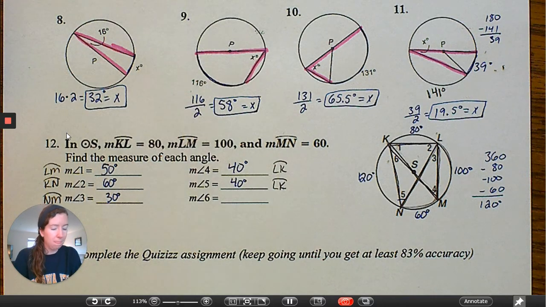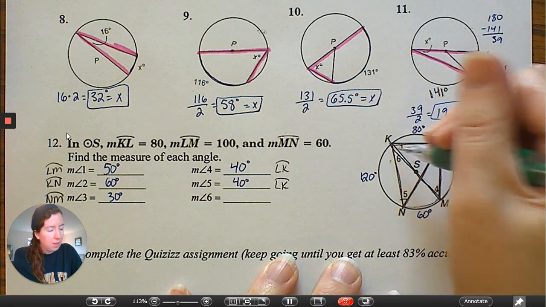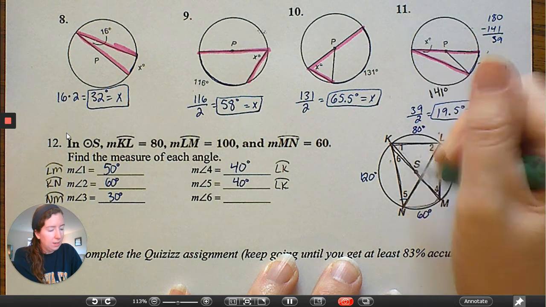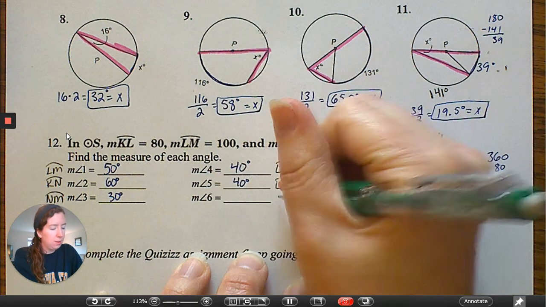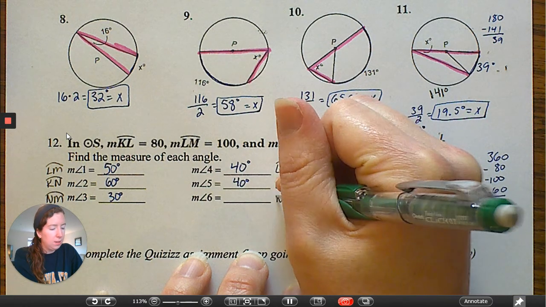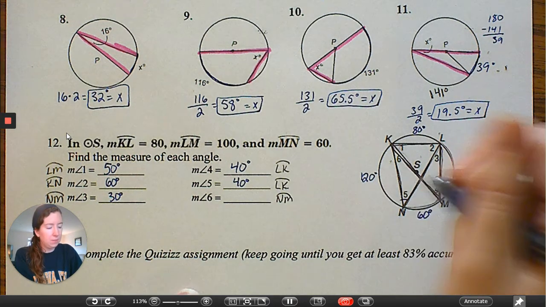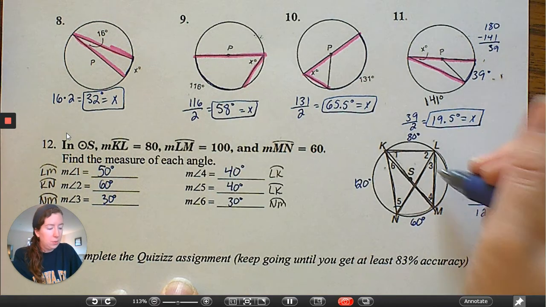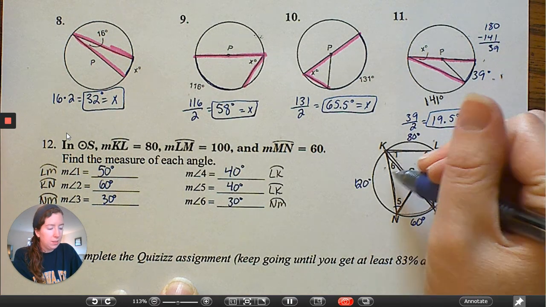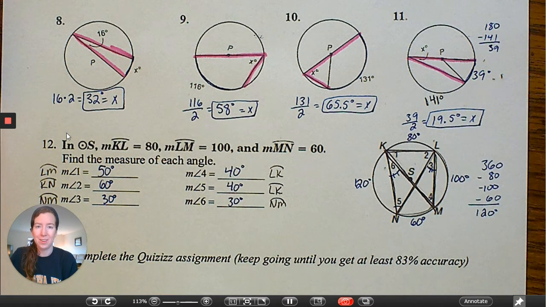Nifty. And then our last one is 6. It starts up here at K. K goes down to N and goes down to M. So arc NM, which we had another one of over here. And so half of 60 is again 30. So another cool thing, we know angle 3 and angle 6 are congruent because they both intercept the same arc.